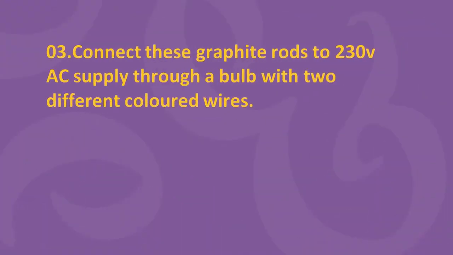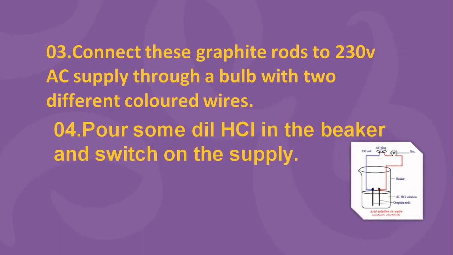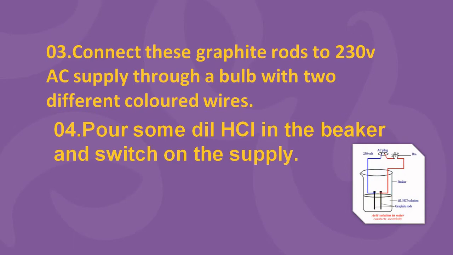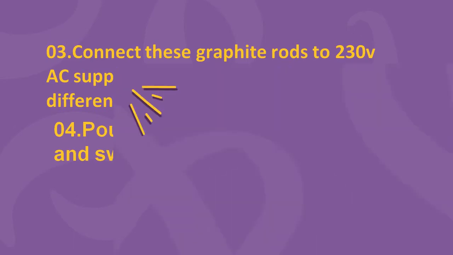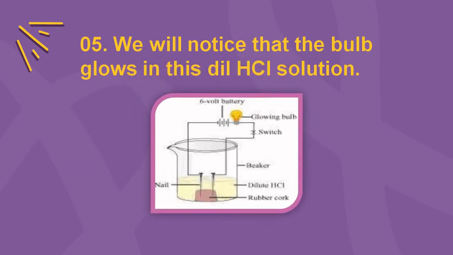Connect these graphite rods to the 230 volt AC supply through a bulb with two different colored wires. Pour some dilute hydrochloric acid in the beaker and switch on the supply. We will notice that the bulb glows in this hydrochloric acid.